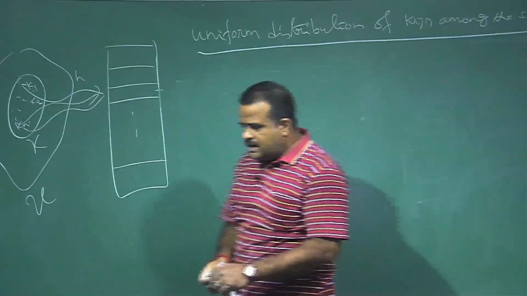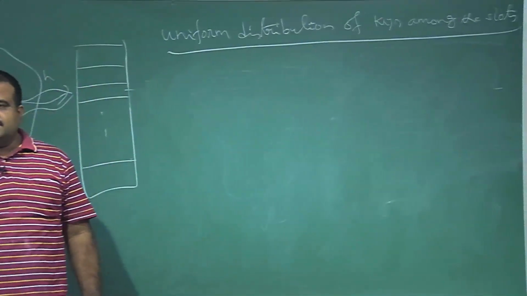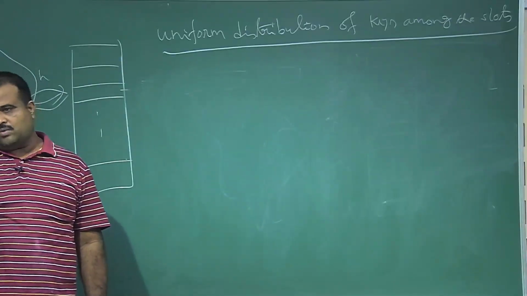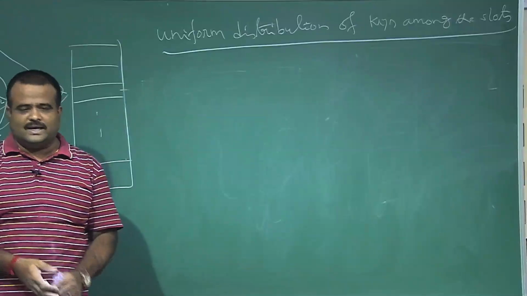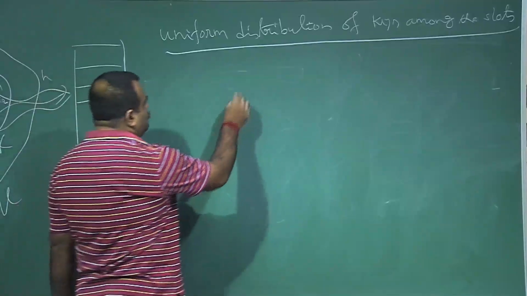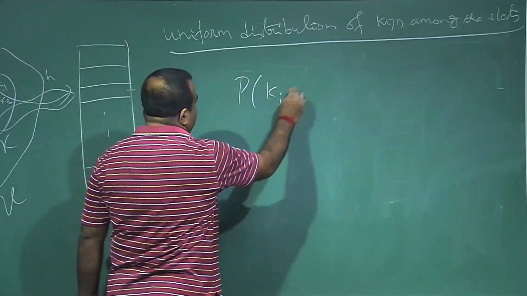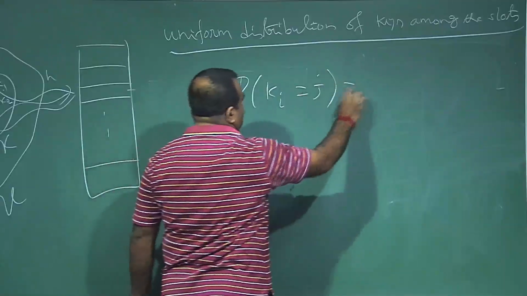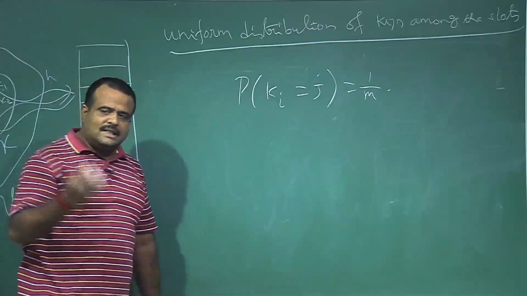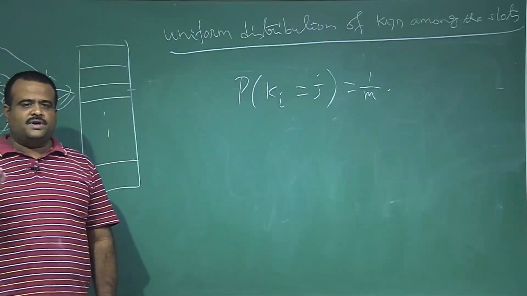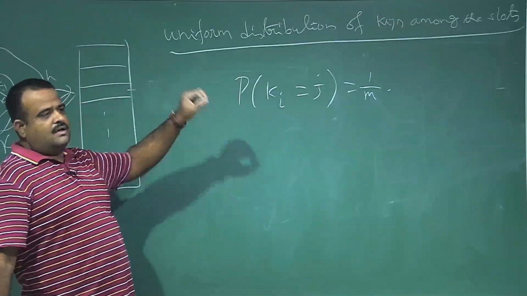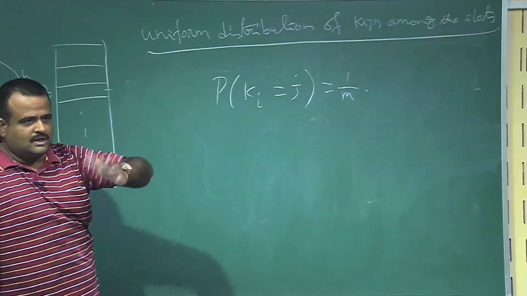That means, we take a particular key, and it will go to any of the slots with probability 1 by m. So, it is equally likely. The keys are distributed very uniformly over the slots. So, the probability that ki is going to the jth slot is basically 1 by m. Each slot is equally likely to receive a key. It is just a uniform distribution of the keys among the slots.